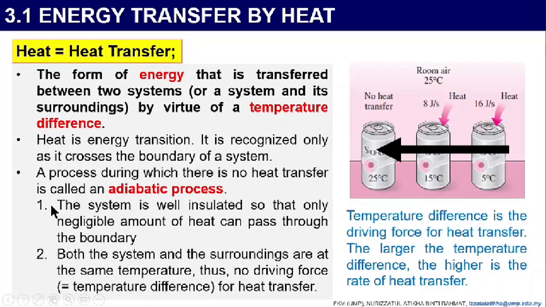In an adiabatic process, the system is well insulated so that only a negligible amount of heat can pass through the boundary, and both the system and the surroundings are at the same temperature. Thus, there is no driving force, or temperature difference, for heat transfer. Let's see this figure. Temperature difference is the driving force for heat transfer. The larger the temperature difference, the higher the rate of heat transfer.